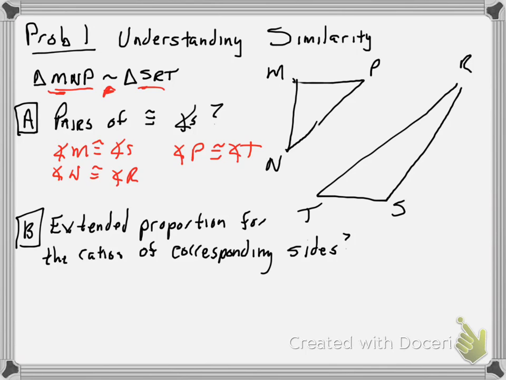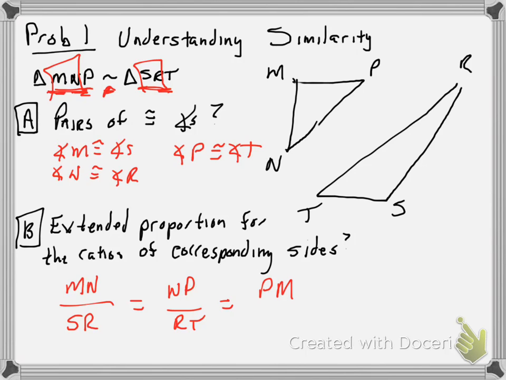We're going to talk about the extended proportion. Again, that's going to be 3 proportions. What sides to what side? Again, it's in the name. MN over SR equals, go to the next one, NP over RT, and then the last one, PM, and again I go back to the beginning, PM over TS. And that's your extended ratio.